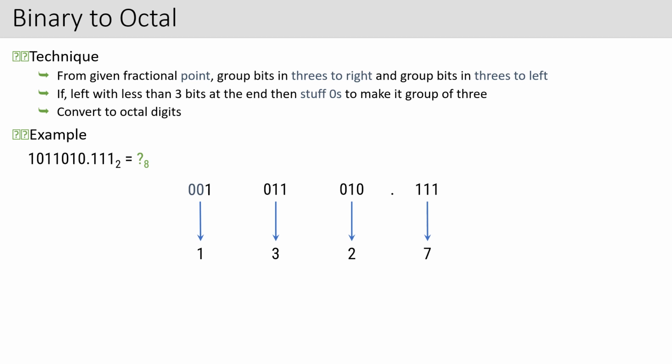Clear? So 0, 0, 1 represents 1. 0, 1, 1 represents the octal number 3. 0, 1, 0 represents the octal number 2. And 1, 1, 1 represents the octal number 7. So this can be written as 132. But 111 was to the right of the point, no? So 111 is 7, but I will write it as 0.7. Clear to all the students?